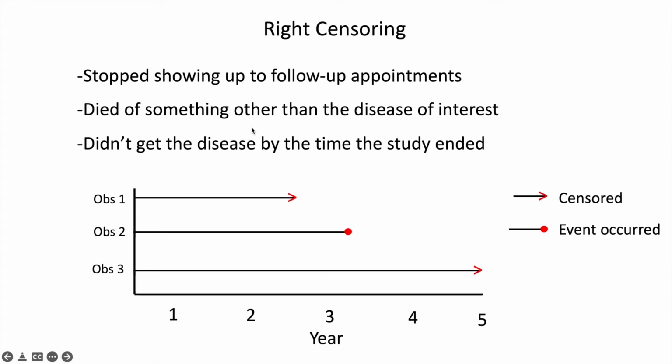So censoring is something I've talked about a lot, but just to more explicitly mention what it is. Right censoring is when individuals have their follow-up stopped before the end of the follow-up time, not necessarily because they had an event. That could be because they stopped showing up to the appointments, they were lost to follow-up, they might have died of something other than the disease of interest, or they might have not gotten the disease by the end of the follow-up period.